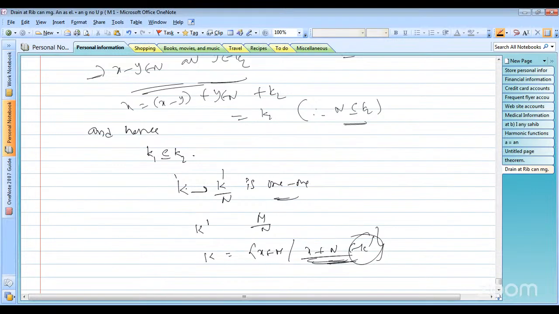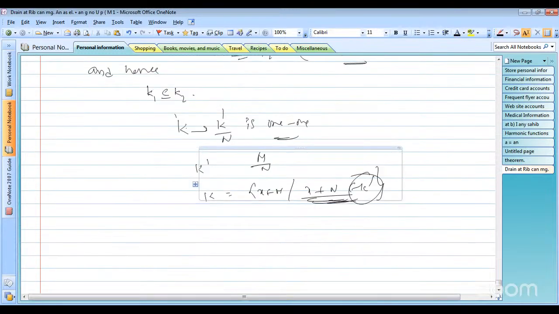So any zero element of M by N, K dash being a submodule of M by N, should contain the zero element. So what is the condition here? K is equal to the set of x belonging to M such that x plus N belongs to K dash also. Here x minus y belongs to N, y belongs to K2, and x equals x minus y plus y belongs to K2. So N is a subset of K2. These conditions are satisfied here. Therefore N is a subset of or equal to K. The condition is satisfied here.